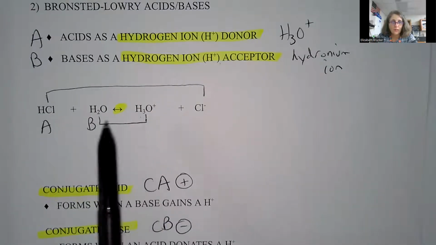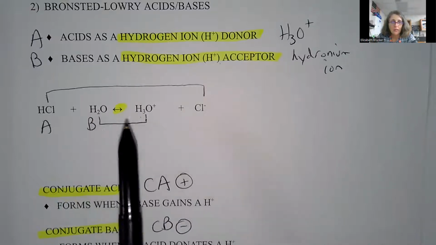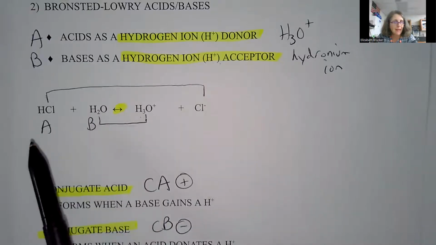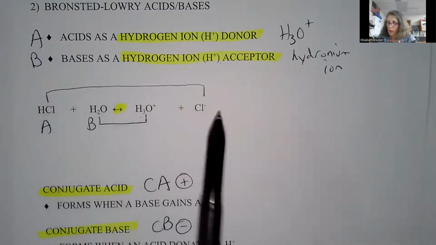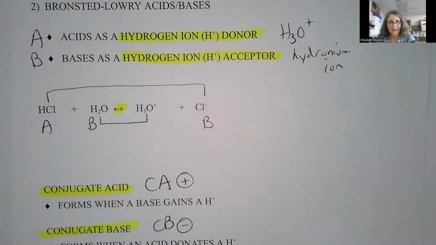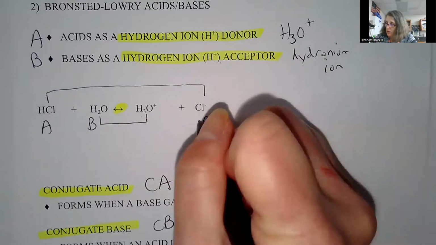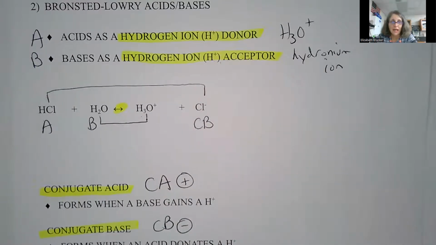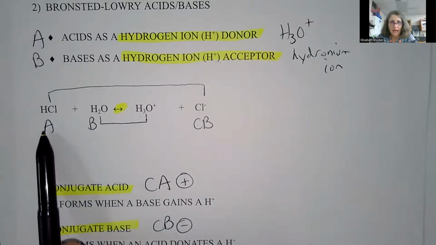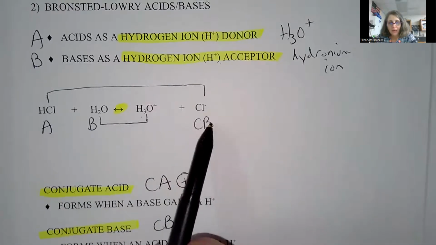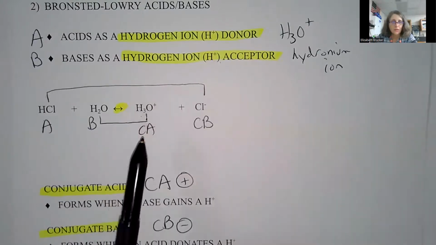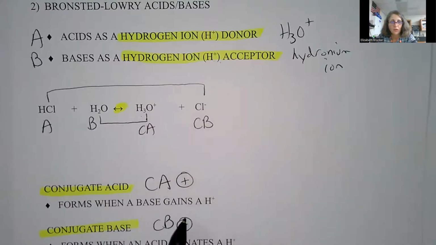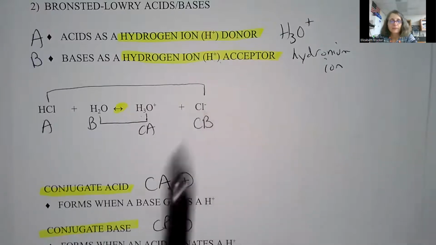So over here, a base always becomes a conjugate acid, and an acid always becomes the conjugate base. So if you connect the two, you know that this has to be the base, okay? And you're going to put a C in front of it to say it's the conjugate, meaning it came from this acid. So conjugate base, this has to be your conjugate acid. Also note, conjugate acids tend to be positive, conjugate bases tend to be negative.